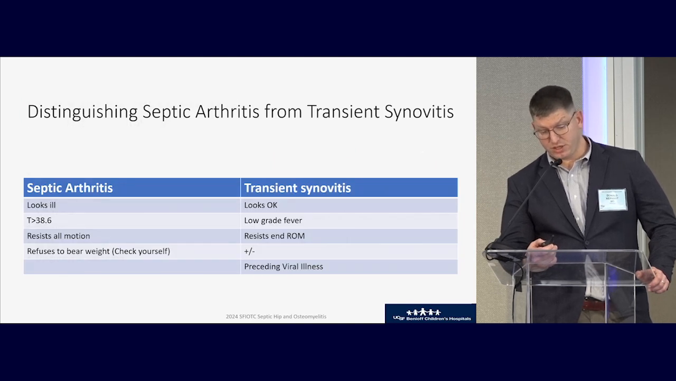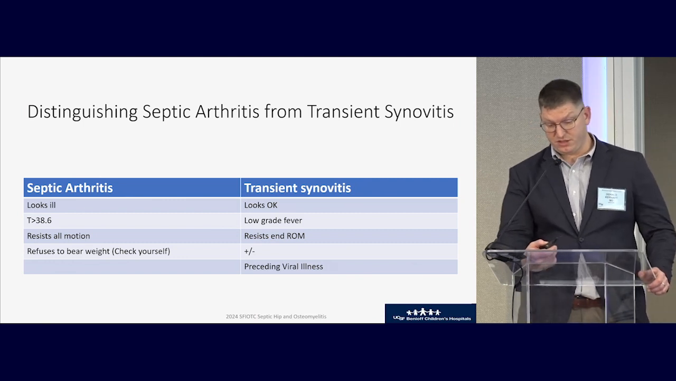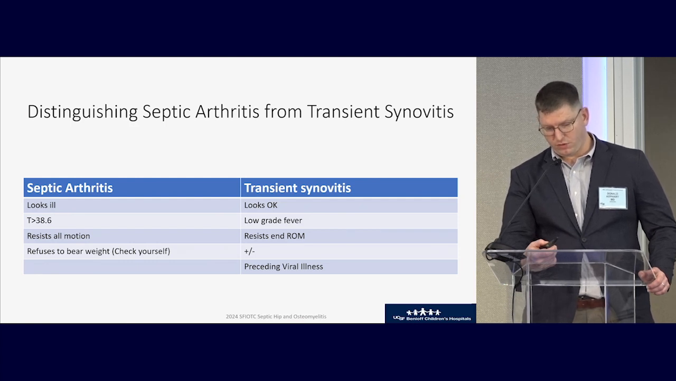How do you distinguish it? Children with septic arthritis look sick. Kids with transient synovitis typically don't look that bad. The fever would be much higher in septic arthritis, over 38.6, 101.5 for us here in America. In septic arthritis, children typically resist all motion, whereas in transient synovitis, it's just the end range of motion. And then transient synovitis also often has a history of a preceding viral illness.